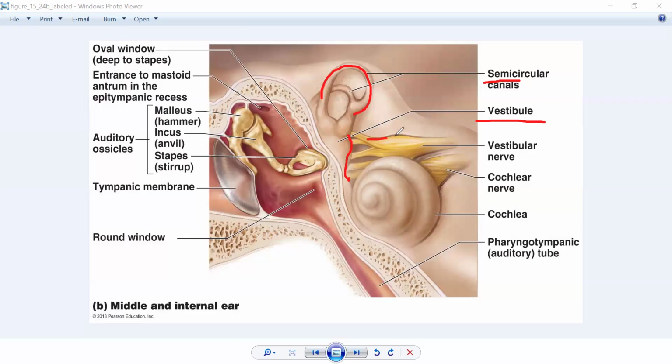So balance is going to be conveyed through this nerve called the vestibular nerve. And eventually these two nerves come together and they form cranial nerve numeral 8 together, called the vestibulocochlear nerve. There's the Roman numeral for 8.